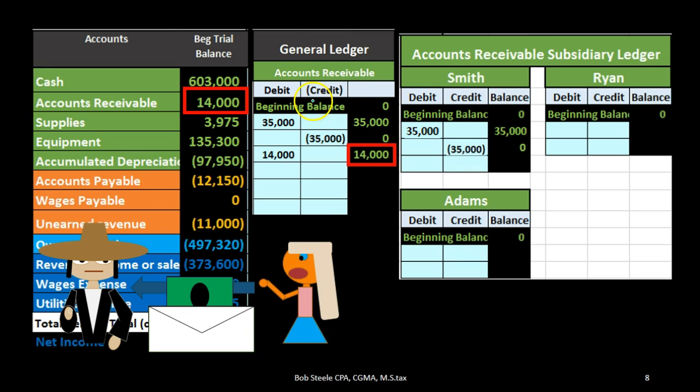So we're saying accounts receivable for the trial balance is going up to 14,000. Now we see that we have 14,000 in the trial balance for accounts receivable. We see we have 14,000 in the general ledger for accounts receivable. And we need to post that same 14,000. This same 14,000 needs to be posted to the subsidiary ledger, but by customer in this case, and that customer being Adams here. So Adams is going up by that 14. Now we have 0 plus 14 plus 0 brings us to that same 14. The subsidiary ledger tying out to the general ledger, tying out to the trial balance.